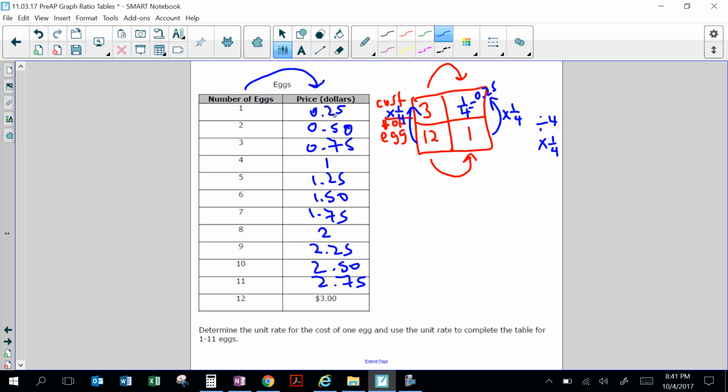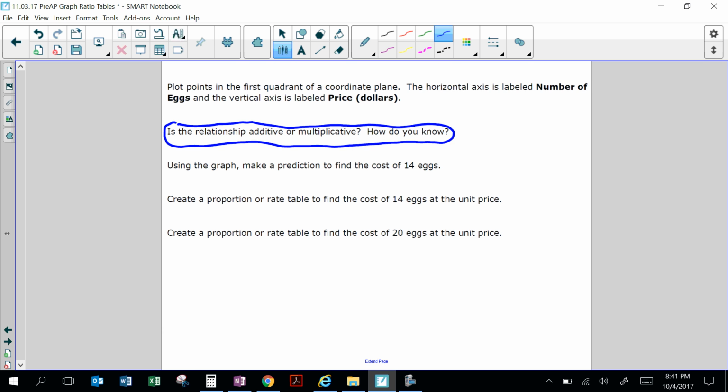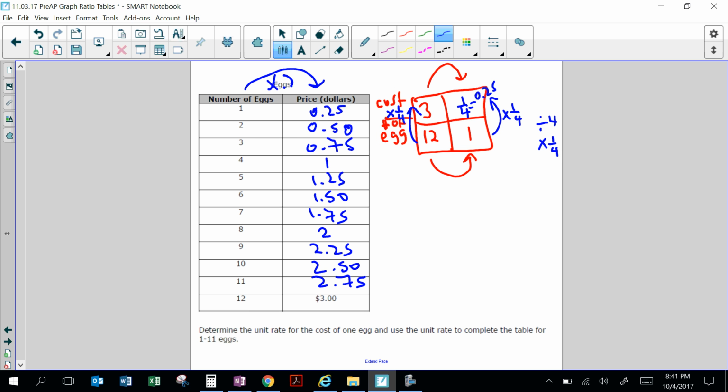Are we adding or multiplying? Because here you're adding this way, but it's asking what's the relationship between the number of eggs and price. So is the relationship between the number of eggs and price additive or multiplicative? It is multiplicative. How do you know? You have to multiply each number of eggs by 25 cents.